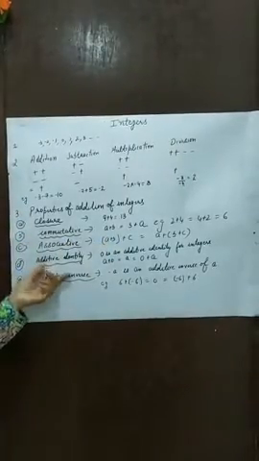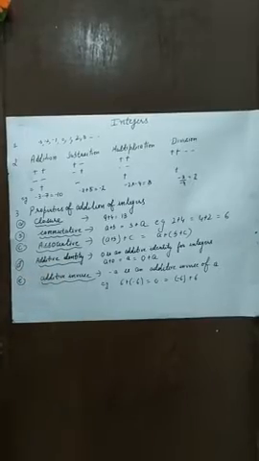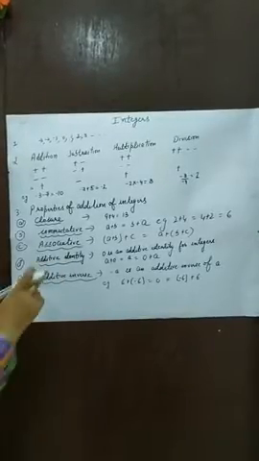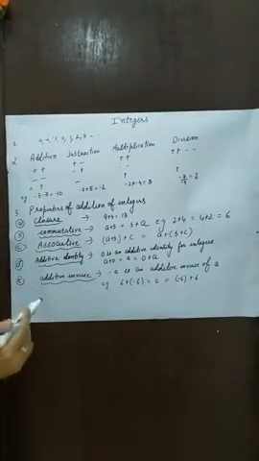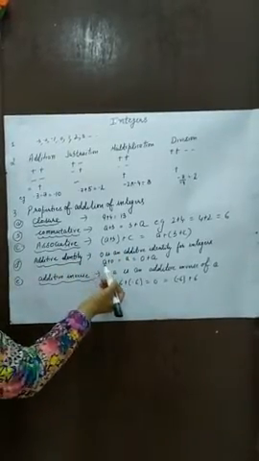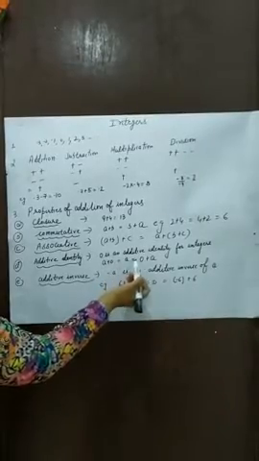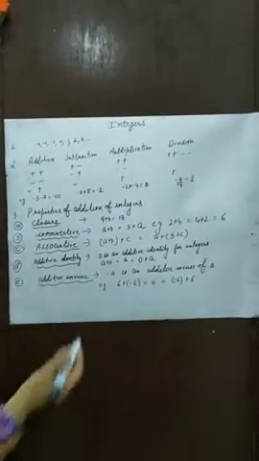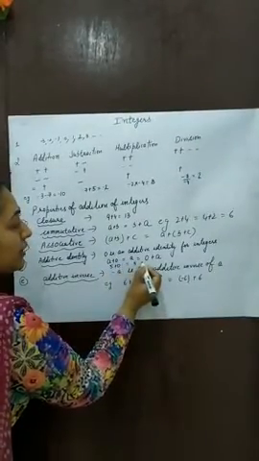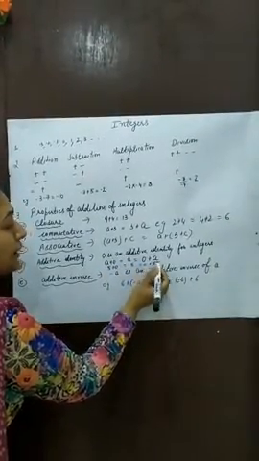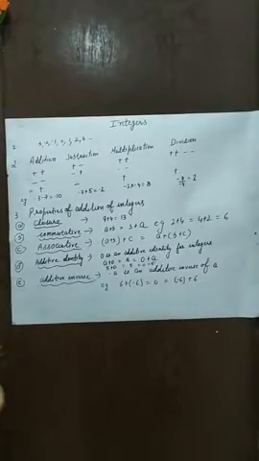Property number 4, which is again a very important property, is the additive identity. What is an additive identity? 0 is the additive identity for the integers. For example, a plus 0 is equal to a and 0 plus a is equal to a. 5 plus 0 is equal to 5, and 0 plus 5 is again equal to 5.